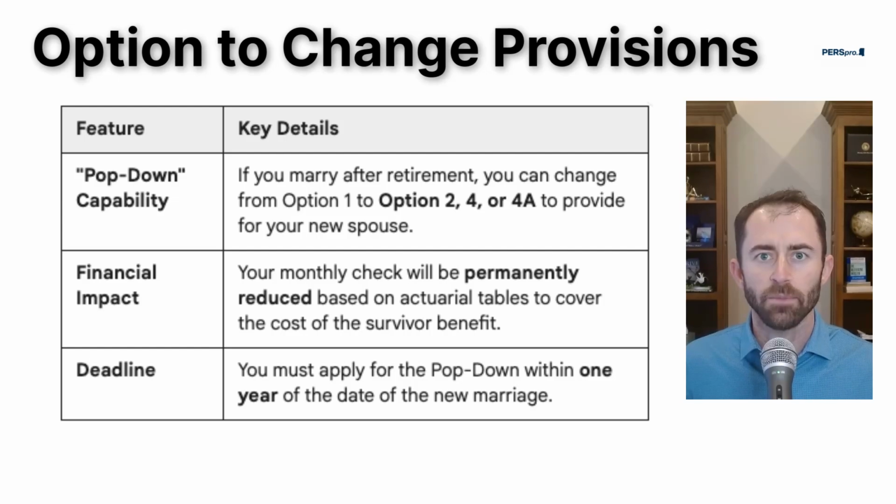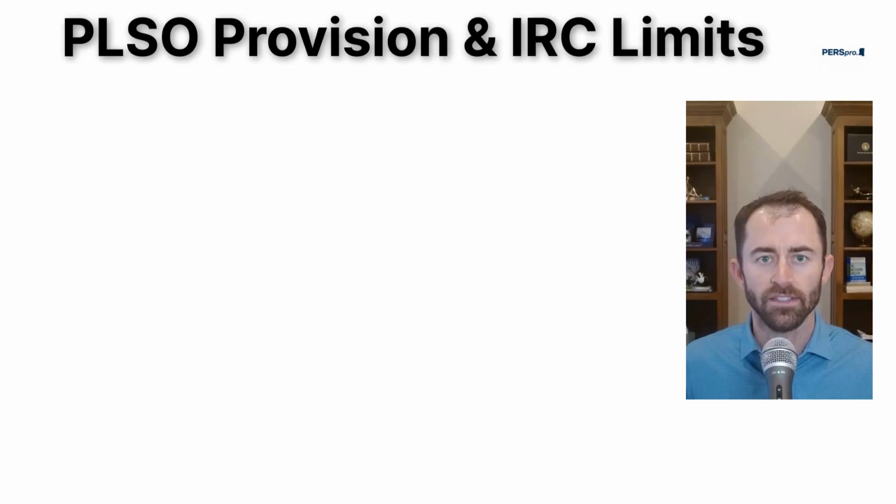If you select option 1, you cannot, however, pop up to the maximum retirement allowance option later. That feature is only for those who started with a reduced joint and survivor option. That's option 2, 4, or 4A. What about partial lump sum option and Internal Revenue Code limitations with option 1?